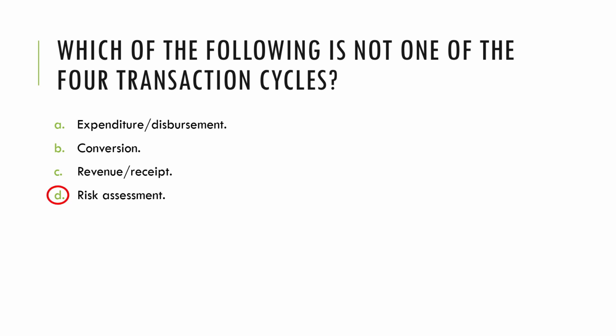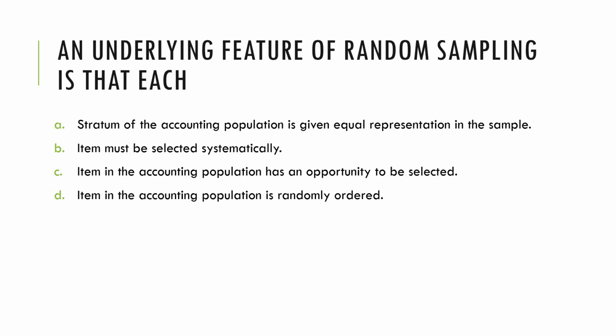So the risk assessment is not part of the four transaction cycles. The fourth cycle could either be payroll, okay, if the company is labor intensive, then they may have a separate payroll cycle, or you may even have a financing investing cycle. Okay, so delta is the exception here.